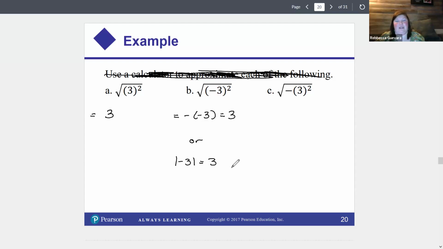So you can look at it either way. In this case, you've got to be careful where that negative is. Here, we had a (-3) squared, so we were squaring the negative. Here, we're not squaring the negative. This is just the square root of negative, and then 3 squared is -9, which is just undefined in the real numbers.